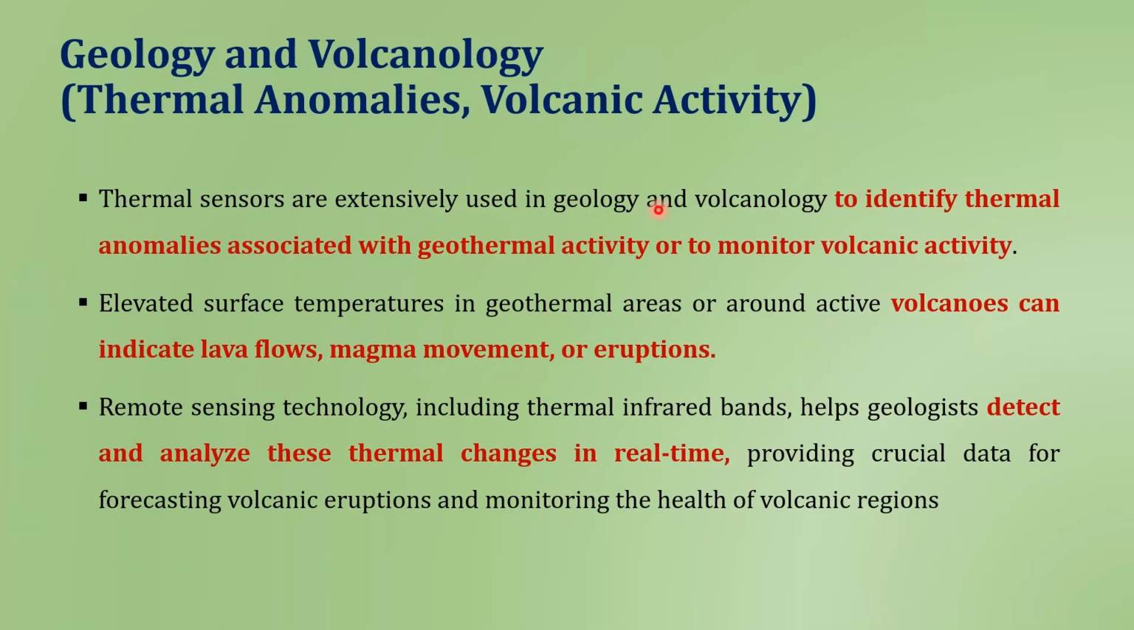Thermal remote sensing is also used in geology and volcanology to identify the thermal anomalies associated with geothermal activity or to monitor volcanic activity. So, the elevated surface temperatures in geothermal areas or around active volcanoes can indicate lava flows, magma movement, or eruptions. So, this remote sensing technology, including the thermal infrared bands, helps the geologist to detect and analyze these thermal changes in real time, which provides them crucial data for forecasting volcanic eruptions and monitoring the health of volcanic regions.